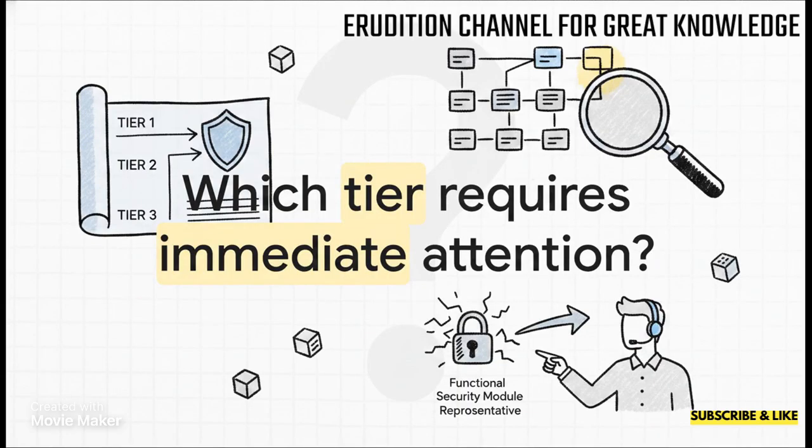I want to leave you with a final provocative question. If your firm's data was compromised tomorrow, would you know exactly which tier required your functional security module representative's immediate attention? If you don't know the answer, your data just isn't categorized effectively. This matrix isn't just a theory. It is the blueprint for institutional survival in a data-driven world.